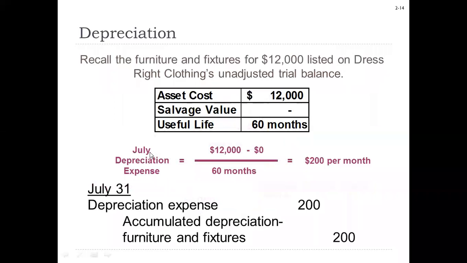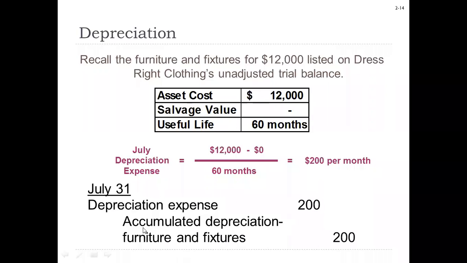So depreciation on a straight line basis is your cost minus your salvage value divided by useful life. So it's the 12,000 cost minus 0 salvage value divided by 60 months, and you get $200 a month. That's the depreciation expense. So you can see the journal entry down here. We're debiting or increasing depreciation expense by the $200, and we're crediting a special kind of an account called accumulated depreciation furniture and fixtures.